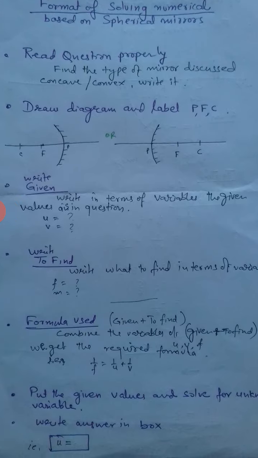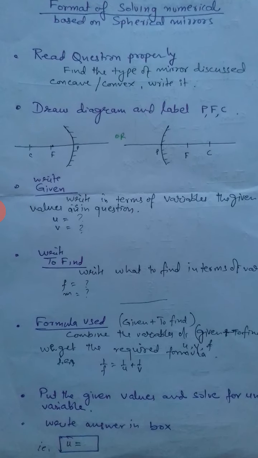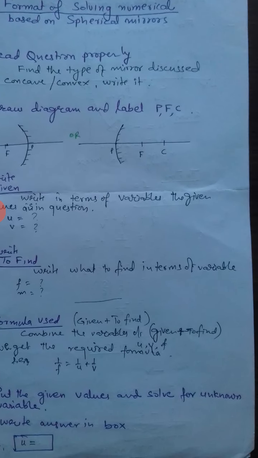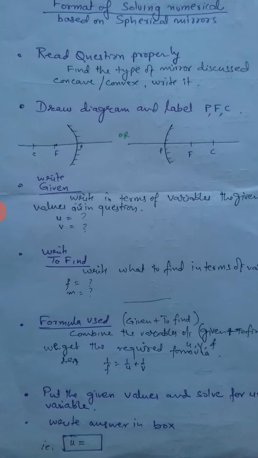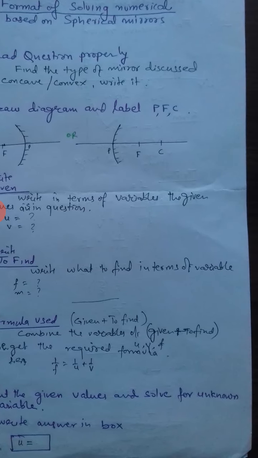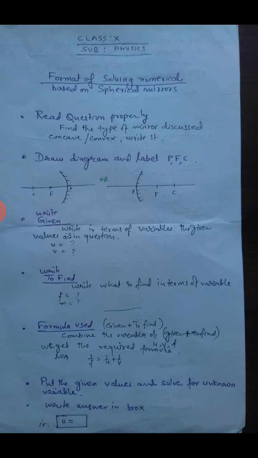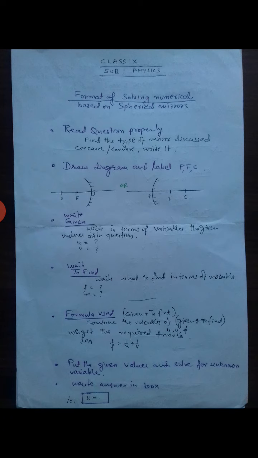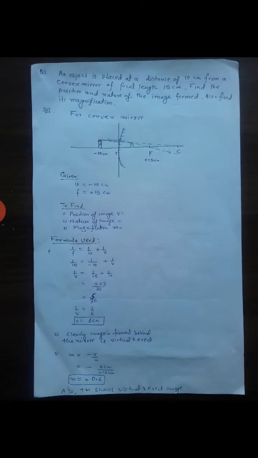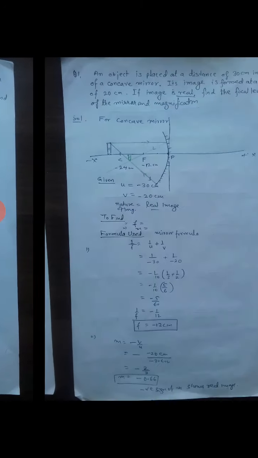So you will apply this formula and put the values which are given in the question, as you have written in the given, and solve this for the unknown variable and write the answer in a box. So this is the format. Based on that, you can easily solve questions for a concave mirror or convex mirror. Let us see an example for each. Like this is for convex mirror and this is for concave mirror.